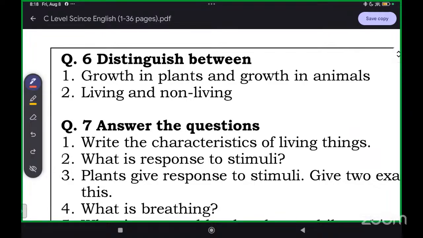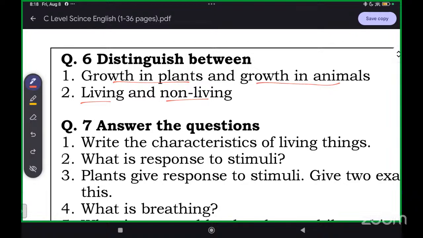The sixth question is distinguish between. You'll be able to do this also, Abraham. Growth in plants and growth in animals, and you have to distinguish between living and non-living things. How do you write this? Okay, I'll explain. For growth in plants and growth in animals, you can make two columns.